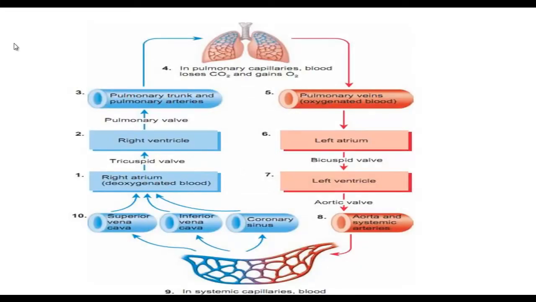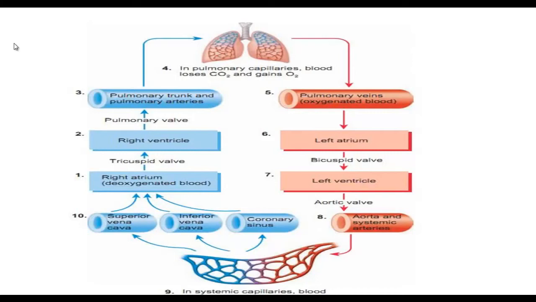So if we take a look at the way blood travels through the body, we're going to focus on numbers. Look at the numbers in this picture. Really 1, 2, 4, 6, and 7. The other numbers are important, but that's not what we're focusing on right now.